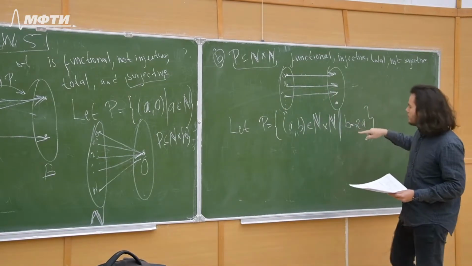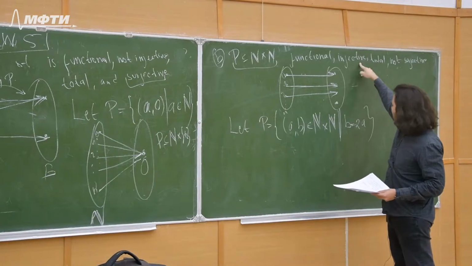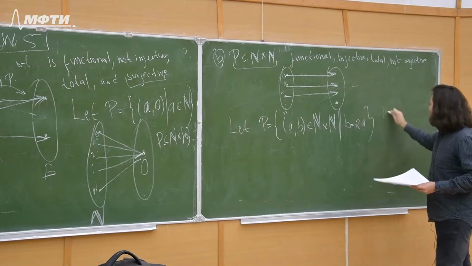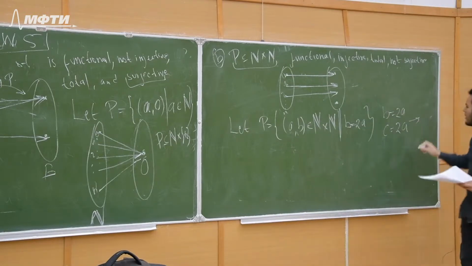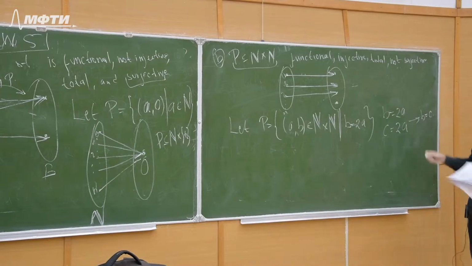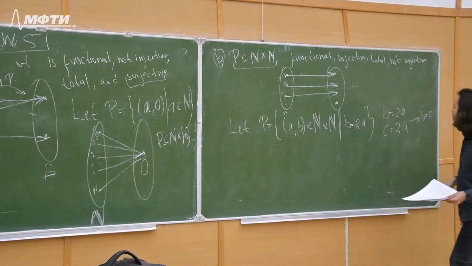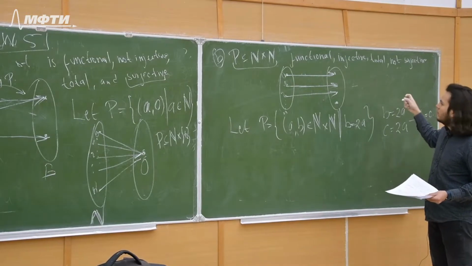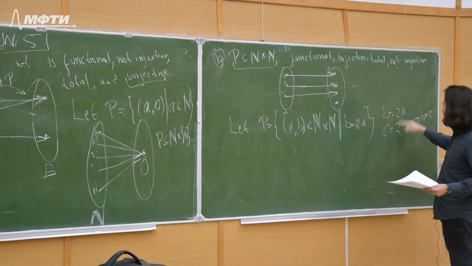Now, is it injective? Yes, because if we have that B is 2A and C is equal to 2A, then it means that B is equal to C. It means that this is injective. And total, well, I already said about total, functional, this is the same.